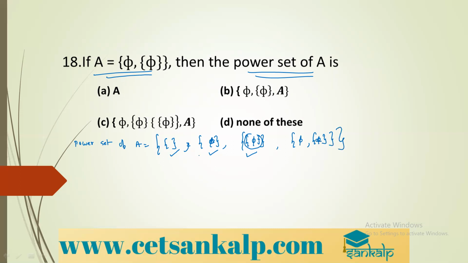So these are the number of elements, and that you can see here. It is the empty set, then the set having 5, then the set having 5, and this is nothing but the set A itself. That's why we can go to option C.